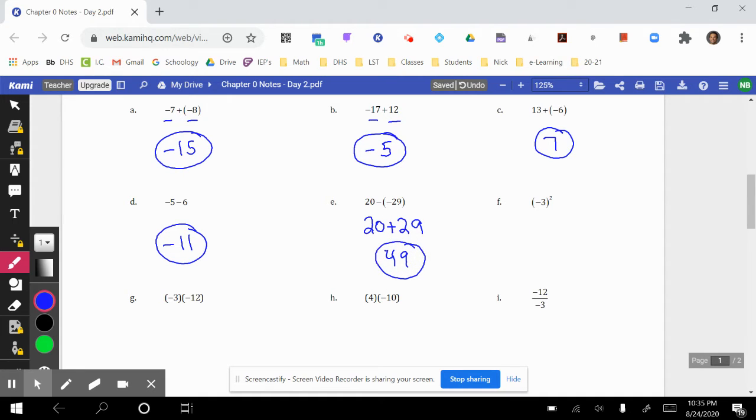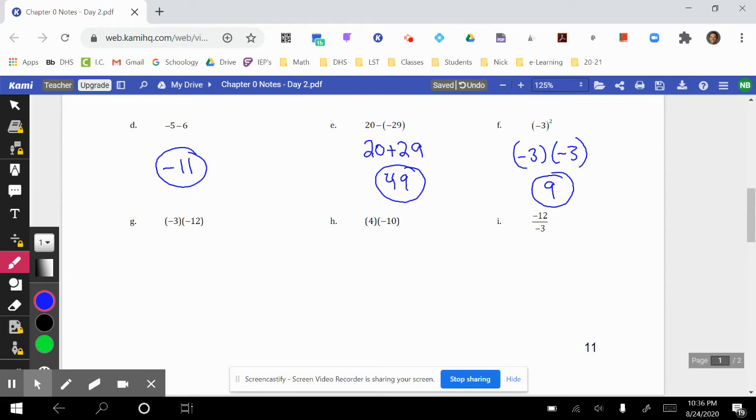All right, letter F, right here we have a little exponent, right? That little 2 up above my -3 is an exponent, all right? And that's going to tell me how many of my bases there are. But -3 to the second power means -3 times another -3. And we know that a negative times a negative is a positive, and 3 times 3 is 9, so this gives us a positive 9.